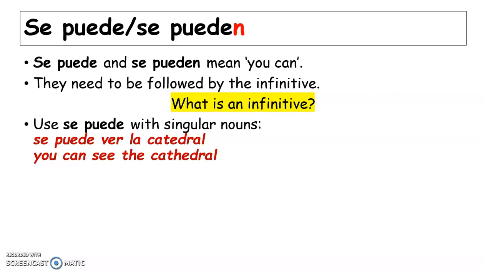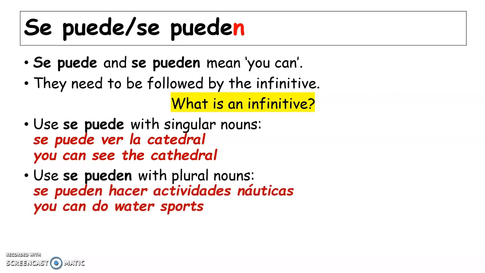So we use se puede with singular nouns. Se puede ver la catedral, you can see the cathedral. And you use se pueden with plural nouns. Se pueden hacer actividades náuticas. Normally your clue is in, if it ends in an S, you can do water sports. If you haven't done so already, write down in your books these differences.